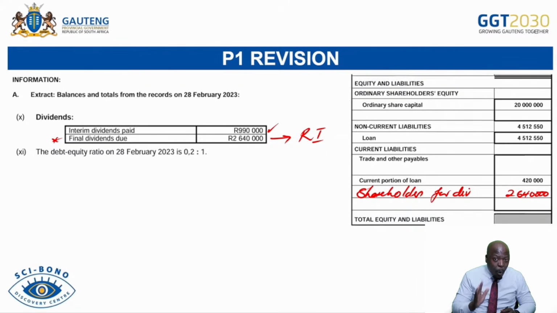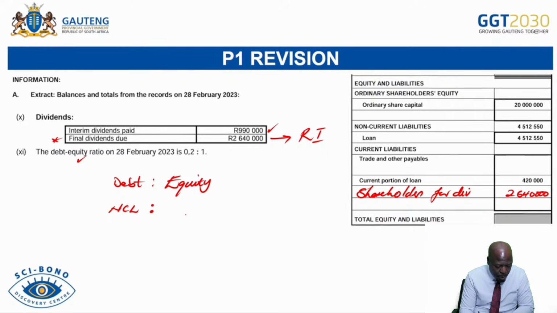It depends on what you are given. Let's go on to the next one. Then we are told the debt equity ratio on 28 February 2023 is 0.2:1. I now know the formula for my debt equity. Remember, it is the debt equity. That means my formula is going to be non-current liabilities as to my shareholders' equity.